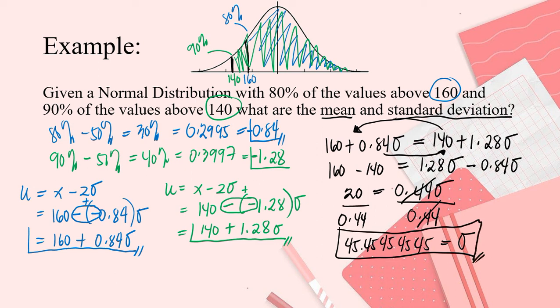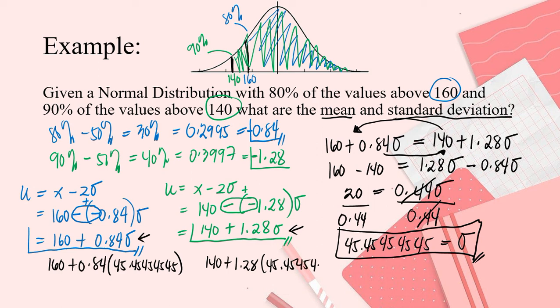So, para makuha mo naman ngayon yung mean, hindi mo pa nakukuha si mean, di ba? Substitute mo yung value ni SD dito sa equation na ginawa mo kay mean. So, this will become 160 plus 0.84. Tapos yung value ni SD, 45.45454545. Anong sagot dito? Sige, compute mo muna. Dito naman, 140 plus 1.28. Ang value ni SD, 45.45.